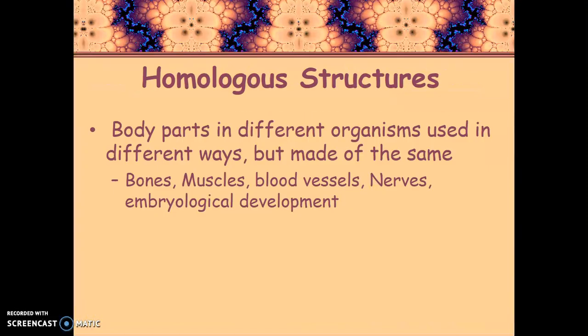This is one of my favorite examples of evolutionary evidence, the homologous structures. So homologous structures are body parts in different organisms that are used in different ways, but they're made of the same stuff. So remember, homo means same, homologous means made of the same stuff, okay? It's made out of the same bones, the same muscles, the same blood vessels, the same nerves. They develop the same way in the embryo.